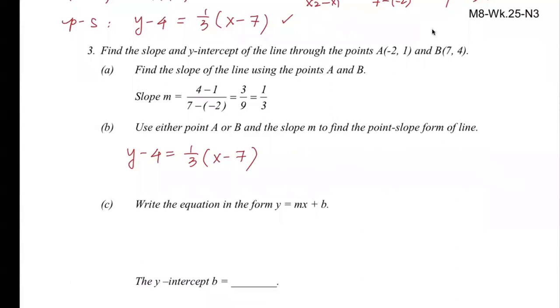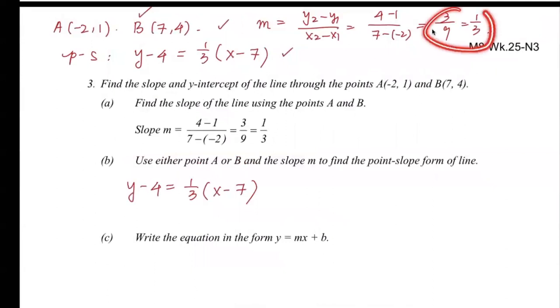The question is asking us to find the slope and the y-intercept of the line. We actually already did the first part. We found the slope. The slope m is equal to 1 over 3, right? We found it in this step. The second part is we need to find the y-intercept. So how do we find the y-intercept?